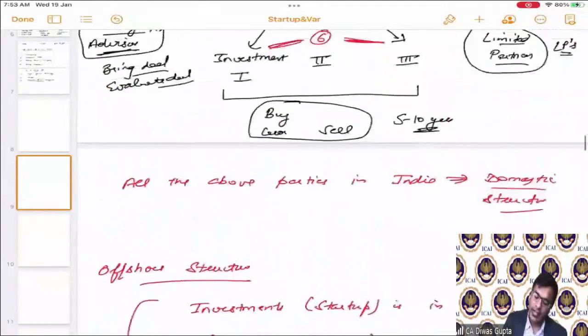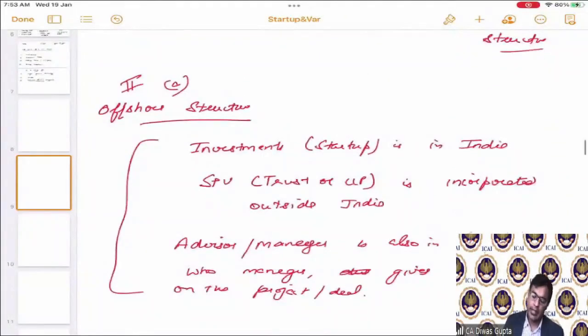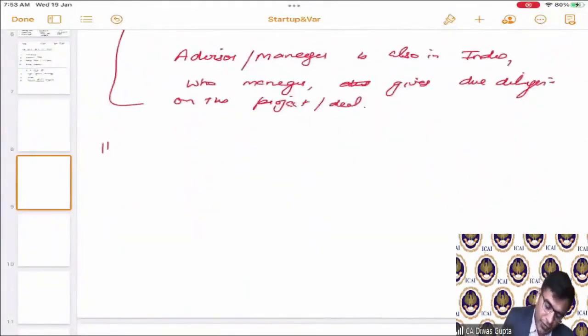So we have studied one domestic structure, and this is the offshore structure part A. There is another type of offshore structure, which is part B, which is called the unified structure.